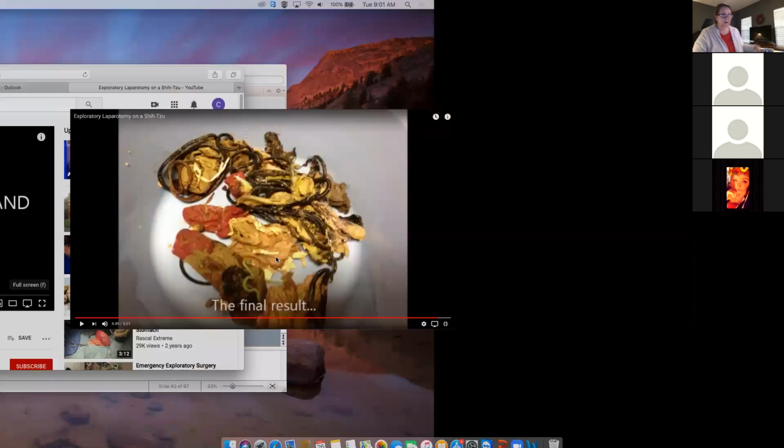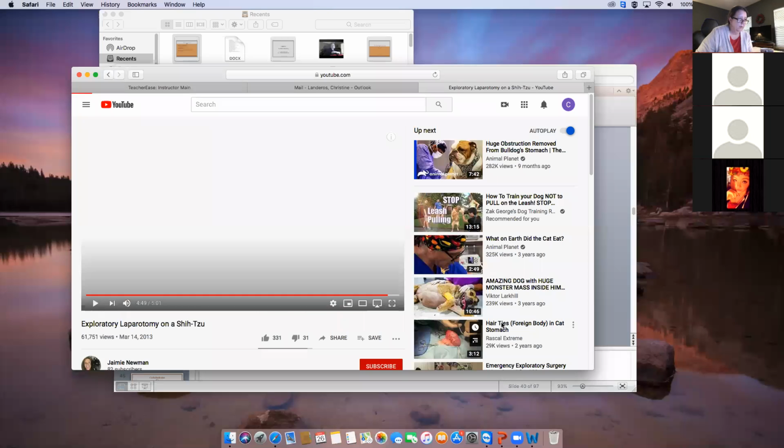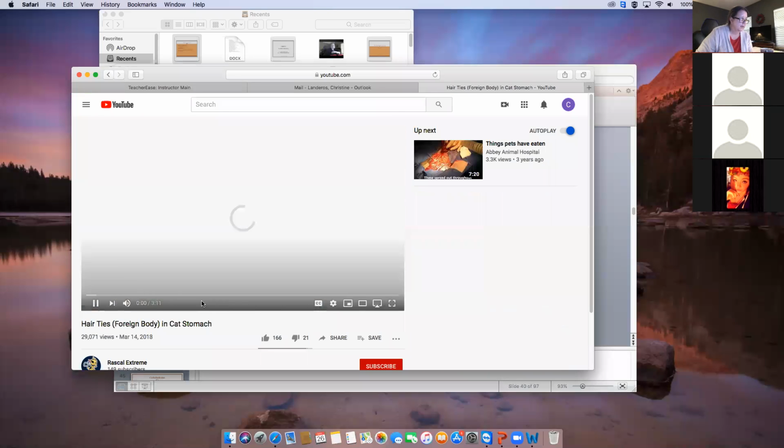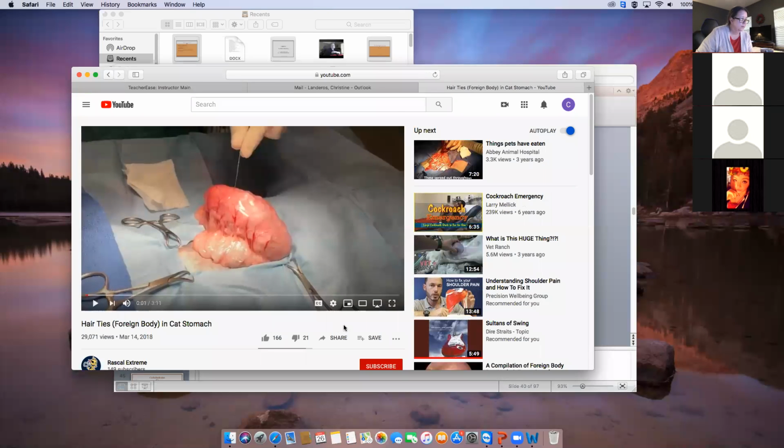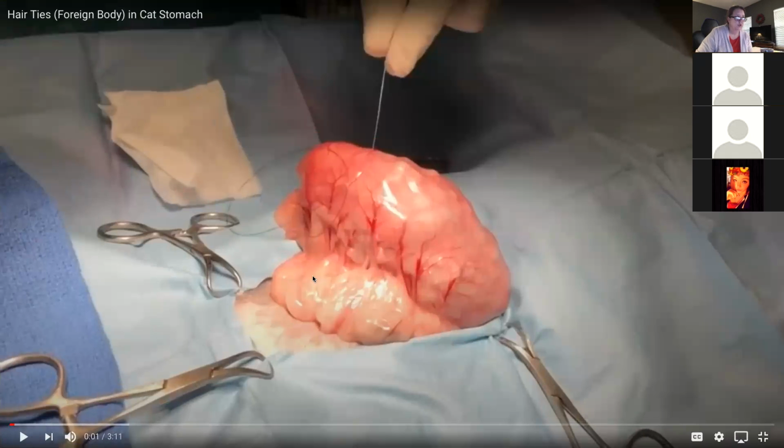I always like, when I do this lecture, I was looking for an exploratory. Let me show you one thing real quick. I want to show this for a second. Okay, this is actually a cat, but I forgot this video sometimes follows this one. Here is the stomach. You can see it's kind of bulged.